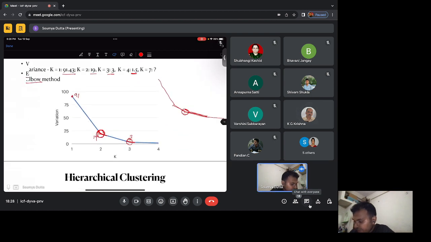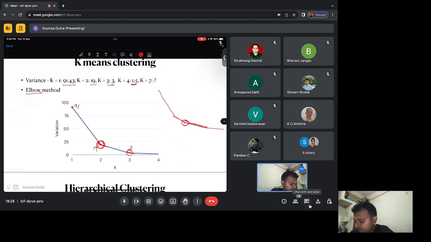So the way to set k is, as I said, you start with k equal to 1. Of course, that will be the worst. Then you go up to k equal to 2, 3, 4, 5, 6, 7, whatever, and you draw all these variances, and then you eyeball this diagram. Whenever you feel that the slope looks like an elbow at this point, like a joint, I will take that as my k value and run my k-means algorithm with that k.